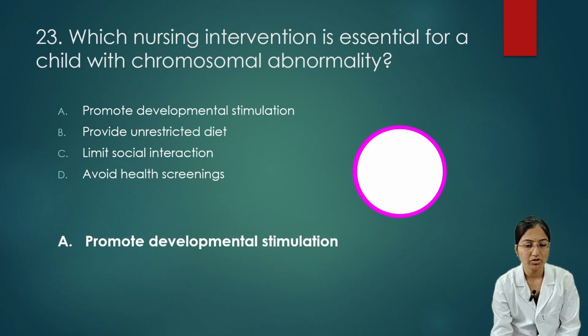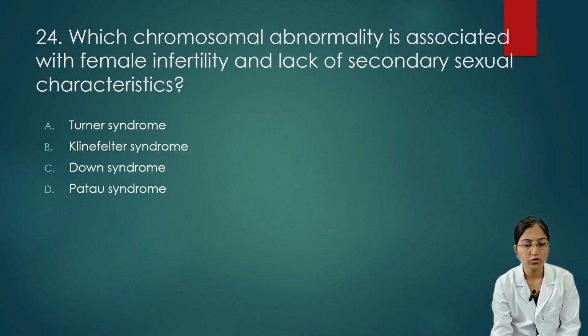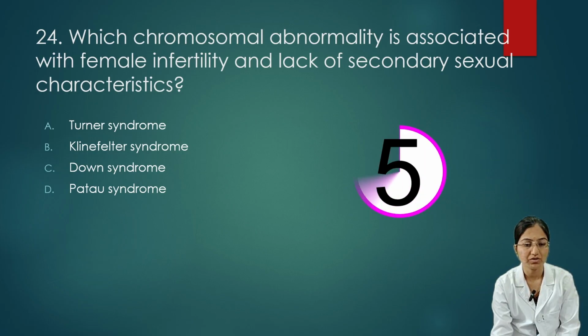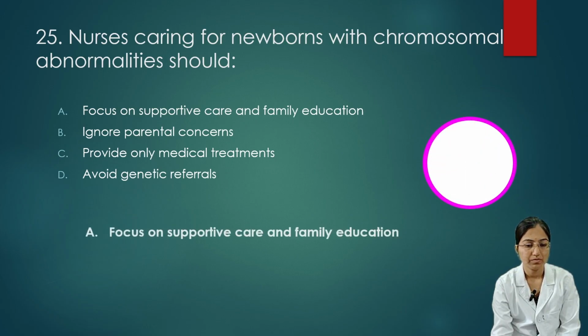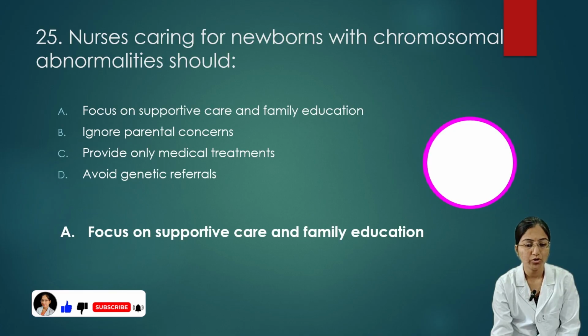Which nursing intervention is essential for a child with chromosomal abnormality? Promote developmental stimulation. Which chromosomal abnormality is associated with female infertility and lack of secondary sexual characteristics? Turner syndrome. Nurses caring for newborn with chromosomal abnormality should focus on supportive care and family education.